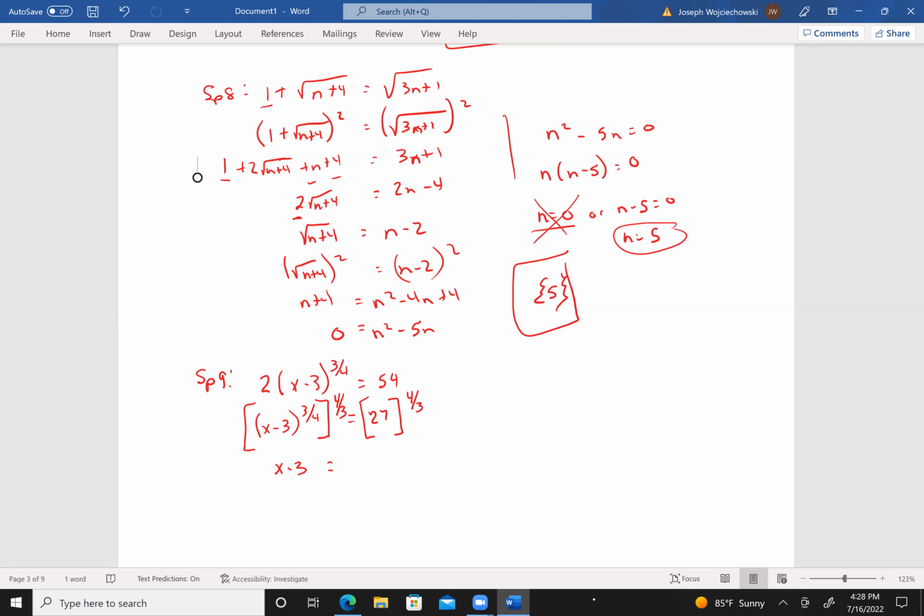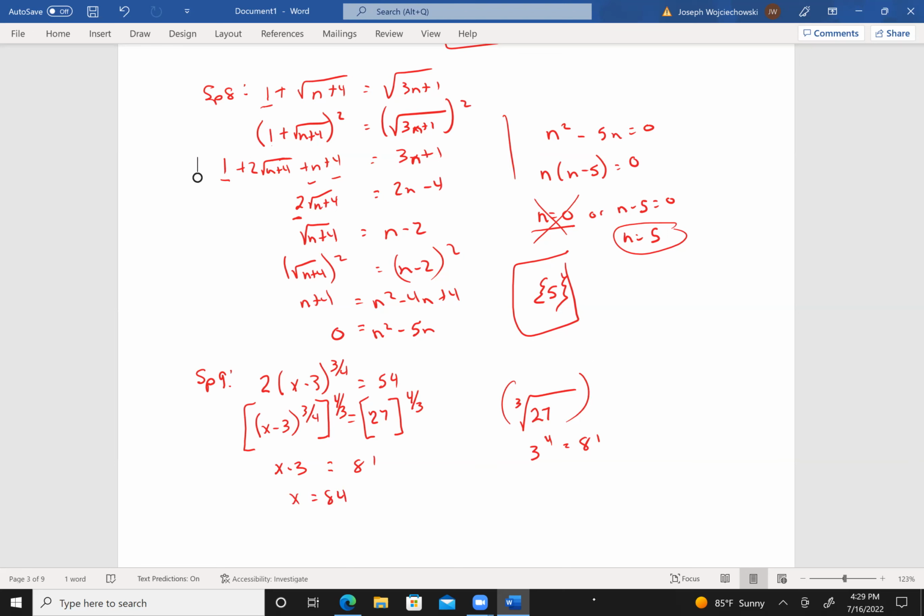Now, 27 to the 4/3. What is this? This is the cube root of 27 to the 4th, which is 3 to the 4th, which is 81. In this case, x equals 84.